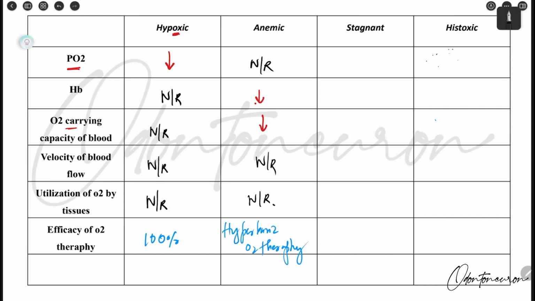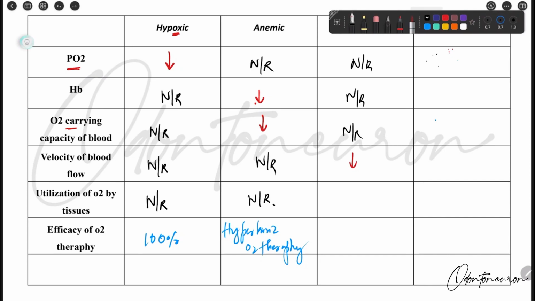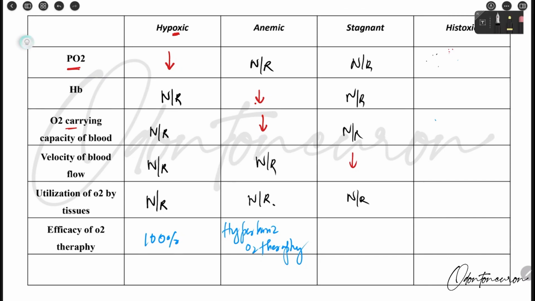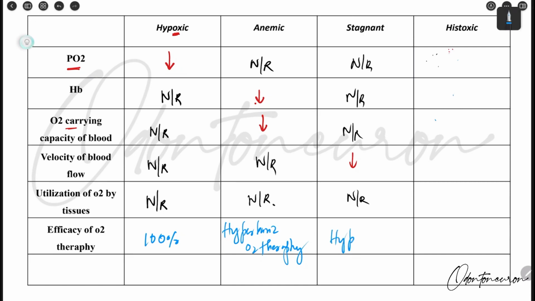And next is your stagnant hypoxia. In stagnant hypoxia, everything is normal except your velocity. That's why it's stagnant. It's getting slow, meaning velocity is reduced. The rest everything is normal. And the treatment of choice is again hyperbaric oxygen therapy. Clear?